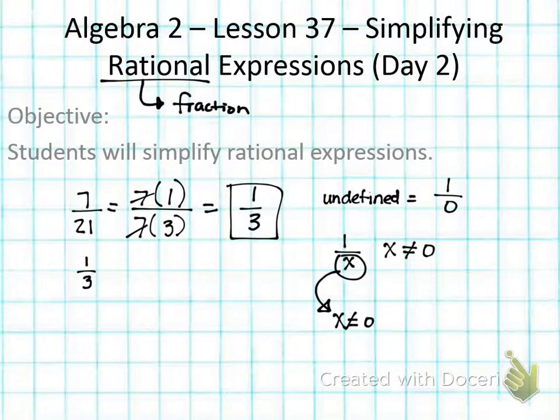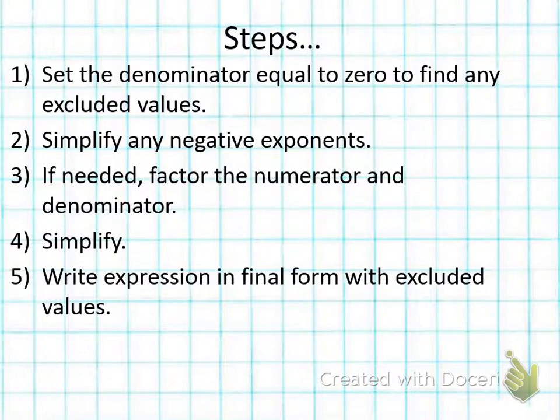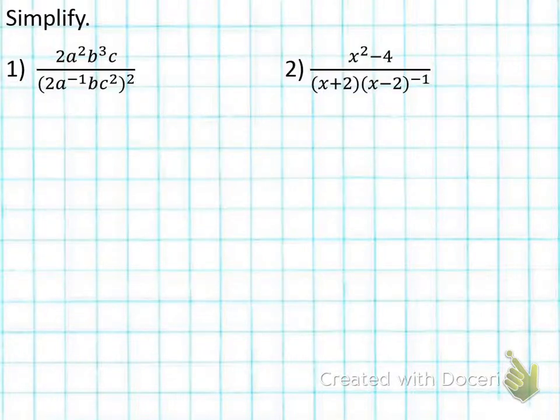So the same steps as last week. We didn't really talk about step 1 here, which is set the denominator equal to 0 to find any excluded value. So we're going to focus on that today. And then the problems are going to be a little bit harder, so it might be a little bit confusing. So here are a couple of problems. Number 1 is an exponential rational expression. Number 2 is a polynomial rational expression.